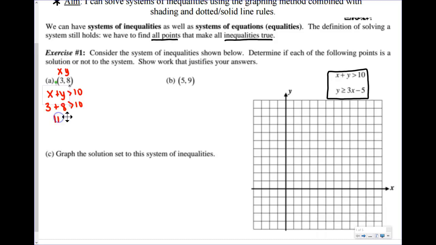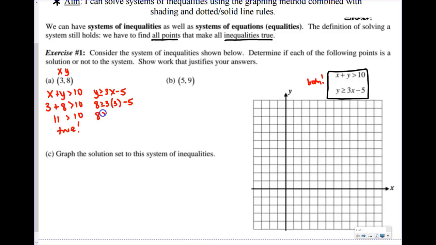3 plus 8 is 11. Is 11 greater than 10? Yes, it is true. But you also have to see if it works for the second one. In order for this point to work, it has to work in both of these. So I'm going to try the second one. Y is greater than or equal to 3x minus 5. And I'm going to plug in x and y again. Y is 8. And x is 3. So I plugged in 8 and 3. And I'm going to see if it works.